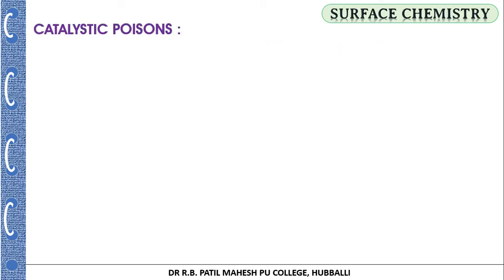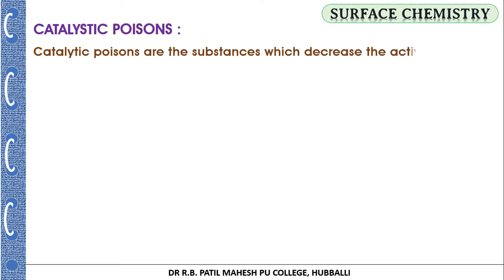Now let us see catalytic poisons. A catalytic poison is a substance that reduces the efficiency of the catalyst, that decreases the efficiency or activity of the catalyst. So what is a catalytic poison? It reduces the activity or efficiency of the catalyst.